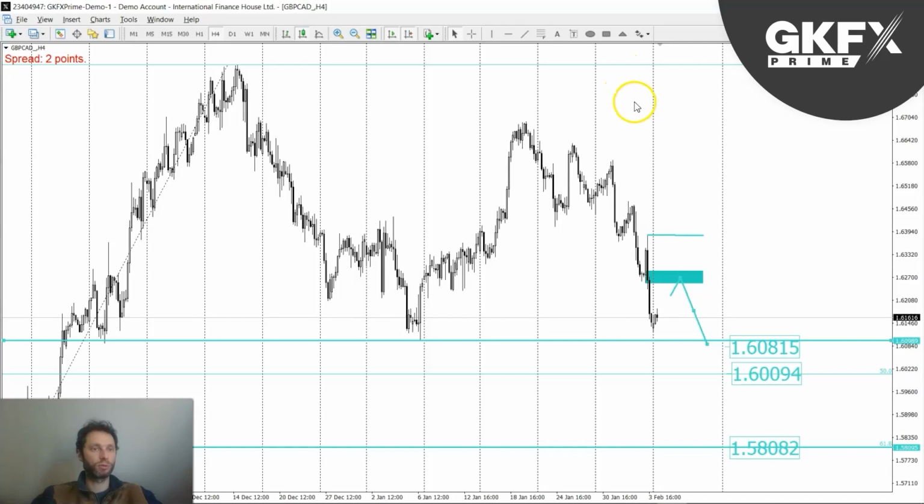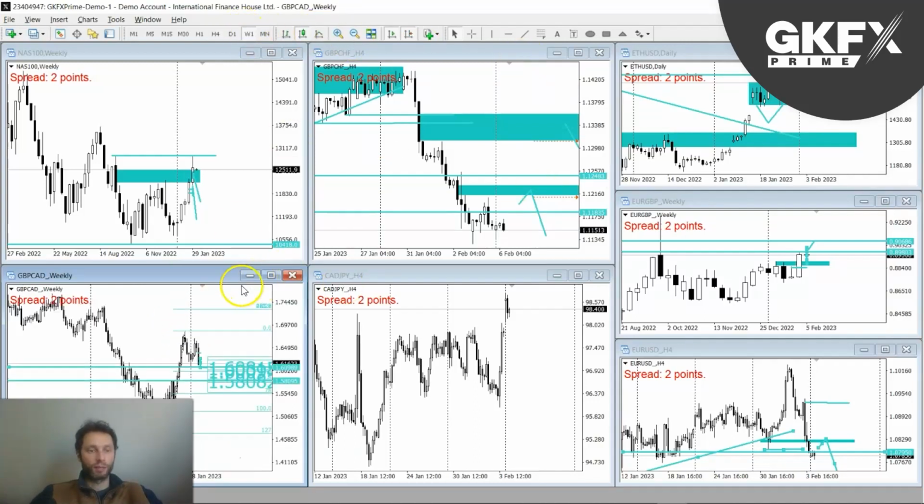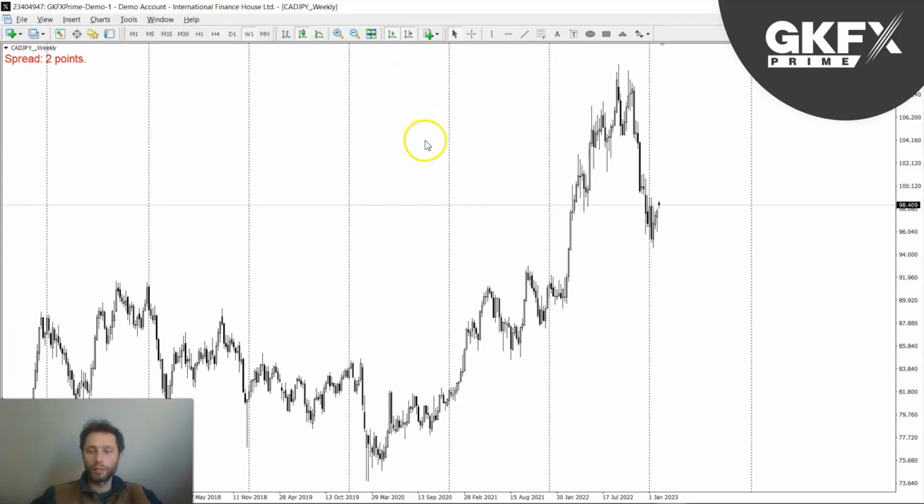Right, that's where we're at. I don't think we've ever looked at pound CAD actually. This might be a first, but there you go. Go with the flow and what the market tells us. That's the pound CAD. Right now, let's look at another CAD pair. In this case, CAD yen weekly.